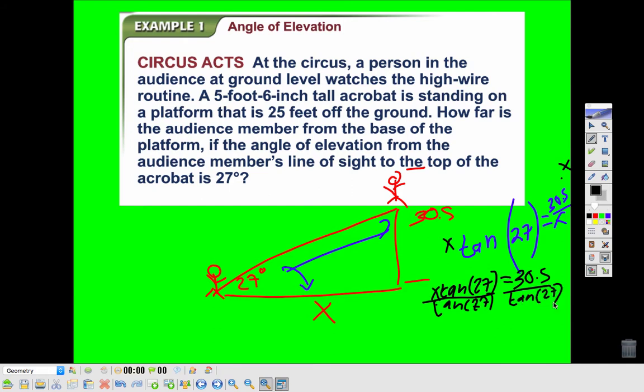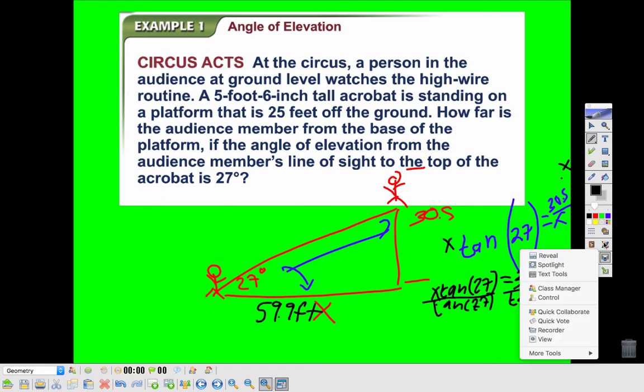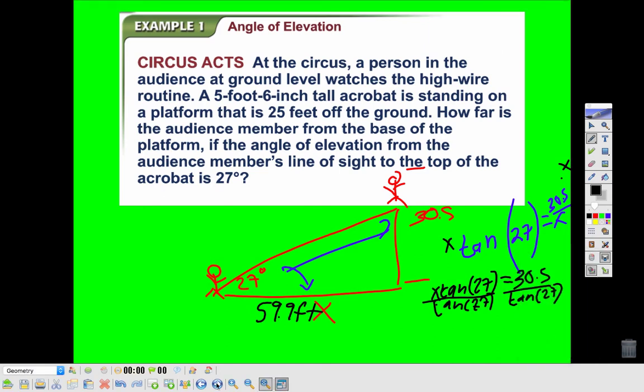So when you plug this into your calculator, it's 30.5 divided by tangent of 27, and we get 59.9. So it's 59.9 feet away. The only thing new that we're learning this section is how to draw it out, and to draw it out correctly. A lot of it is just making sure we can draw it out because you already learned opposite over adjacent, we're going to use tangent.